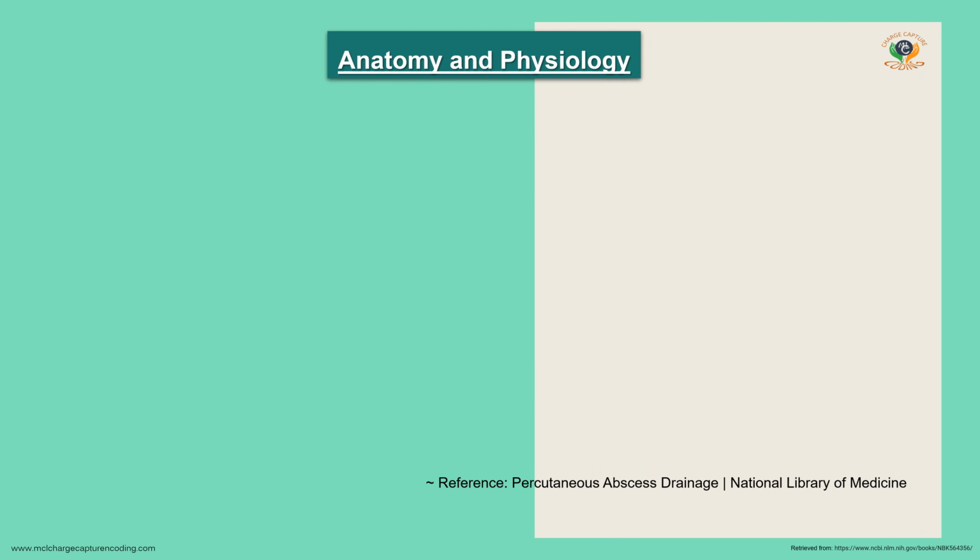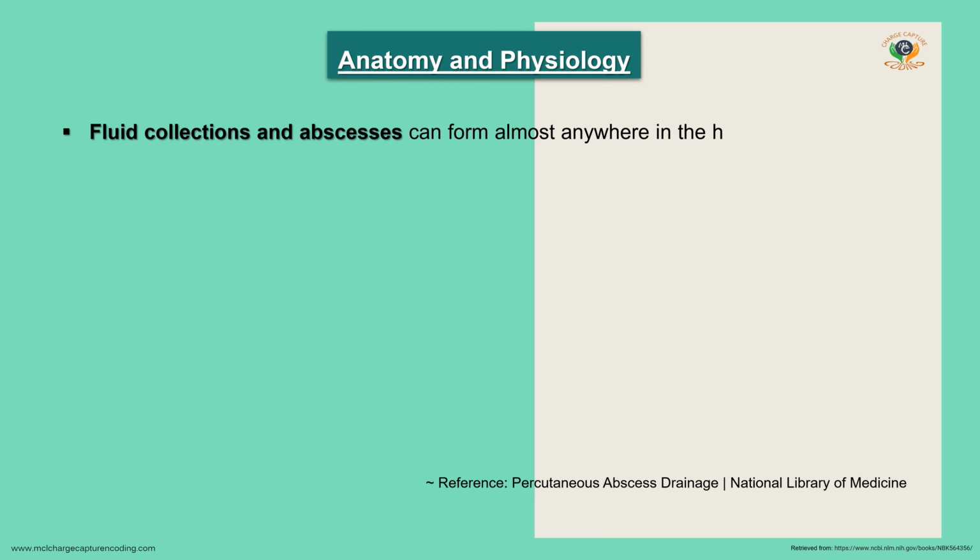Let us first talk about the anatomy and physiology of fluid collections and abscess. When the body develops an infection, depending on the causative organisms, there is the possibility of abscess formation. As part of the body's immune response, the infection may become walled off by the body. These walls allow purulence to accumulate in the form of dead immune cells, infectious organisms, and debris.